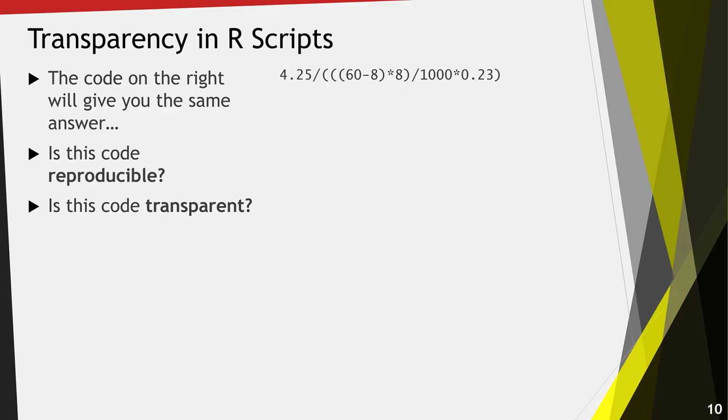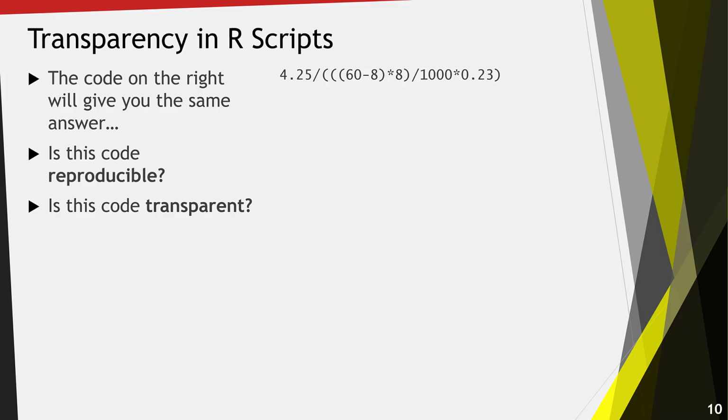First, is it reproducible? I'd say the answer is yes. Anyone who has access to this piece of R code can run it and will get the exact same result. R is deterministic in its calculations. Running this piece of code, no matter whose computer you run it on, will always produce the exact same result of the calculation. So the code is reproducible, but is it transparent?